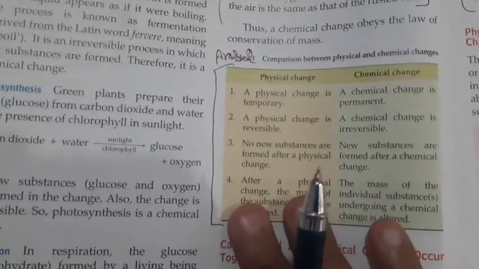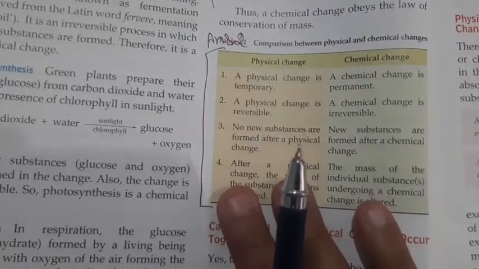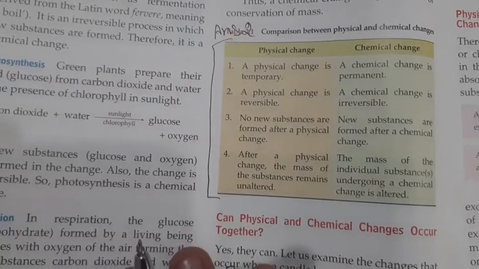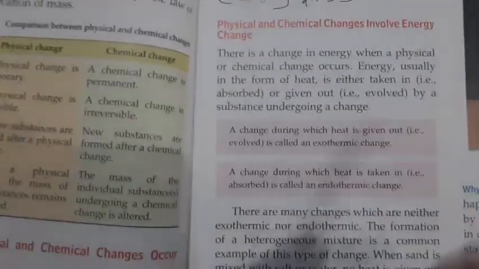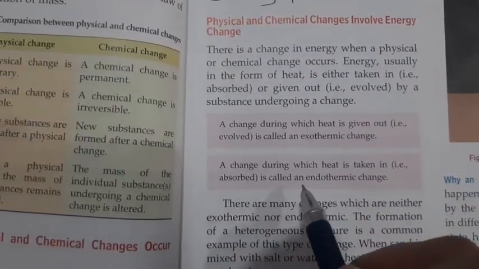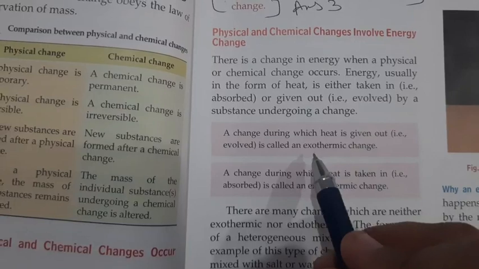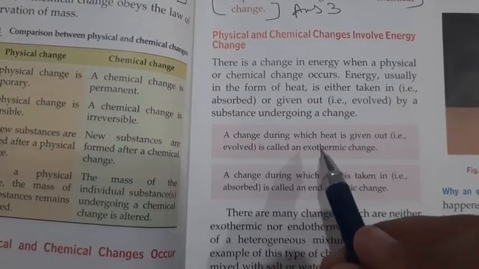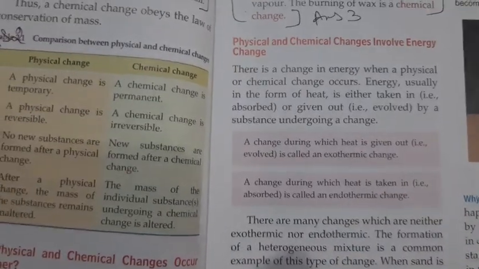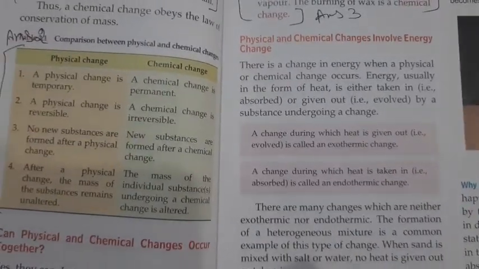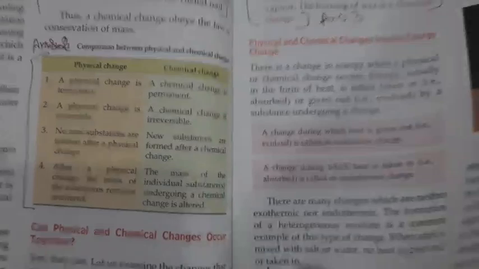These are the physical and chemical changes given in your book, and you can read them. However, we have already discussed these things in the class. Now I will take you to exothermic and endothermic changes. Exothermic changes are those in which heat is released, right? And endothermic changes are those in which heat is absorbed, right? So directly we will go towards examples of exothermic and endothermic changes.